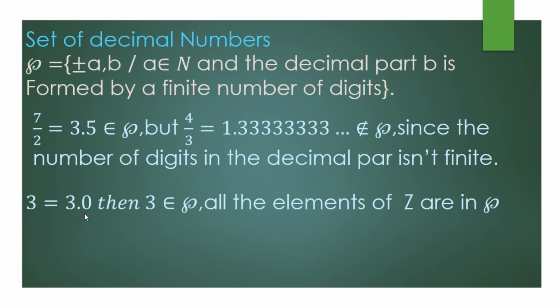3 equals 3.0. Any integer is a decimal number, can be written as 3.0. Here we have only 1 digit in the decimal part. Then 3 belongs to D. Every integer is a decimal number. So what do we conclude? N subset Z subset D.